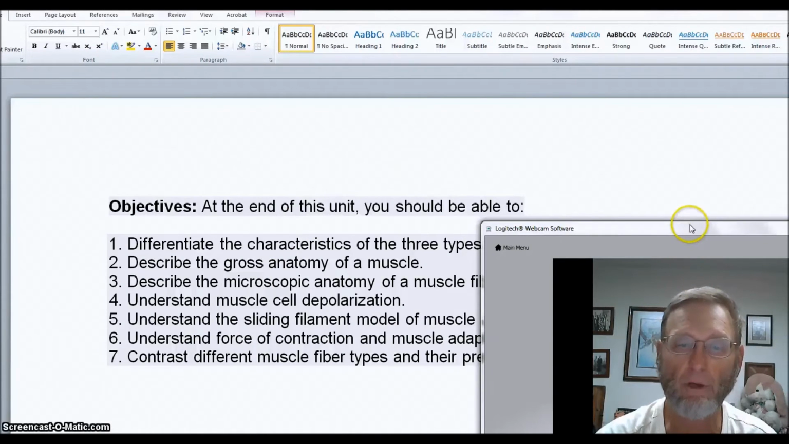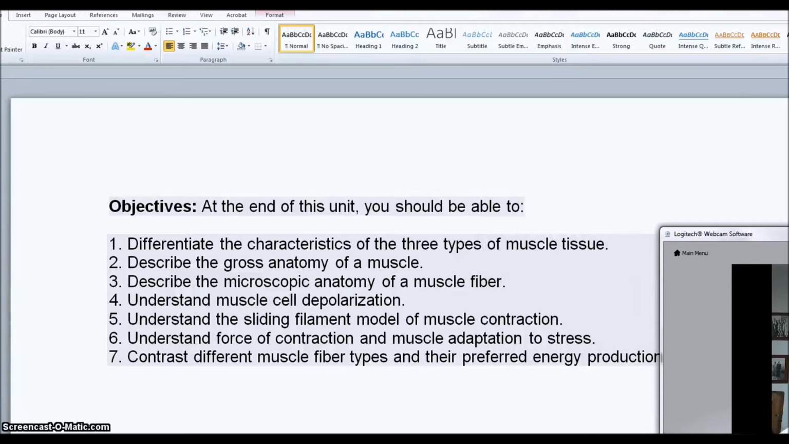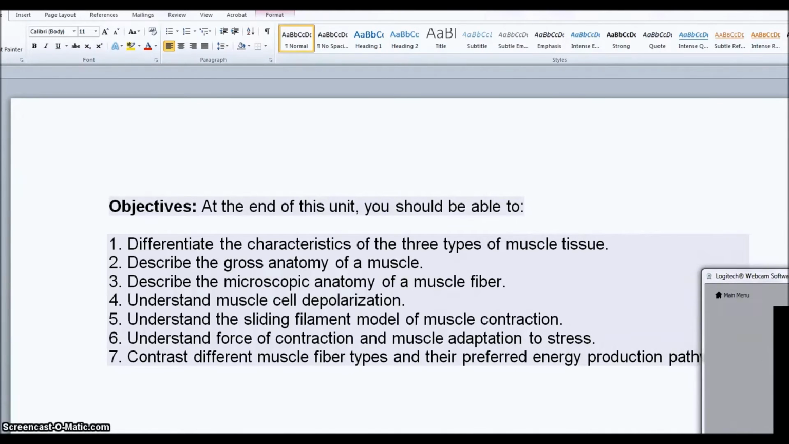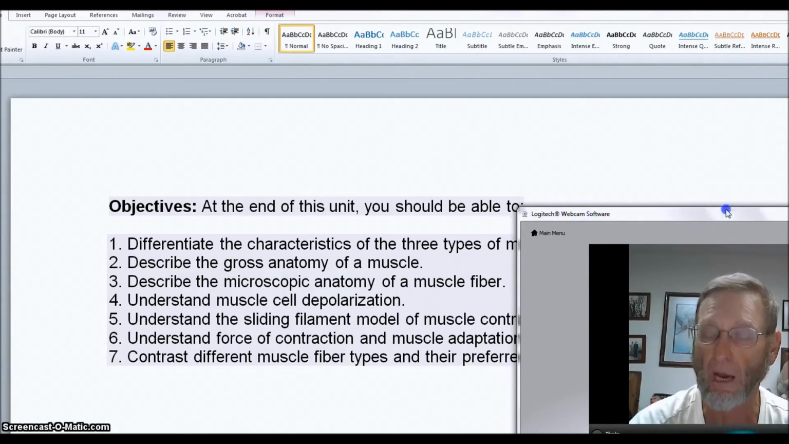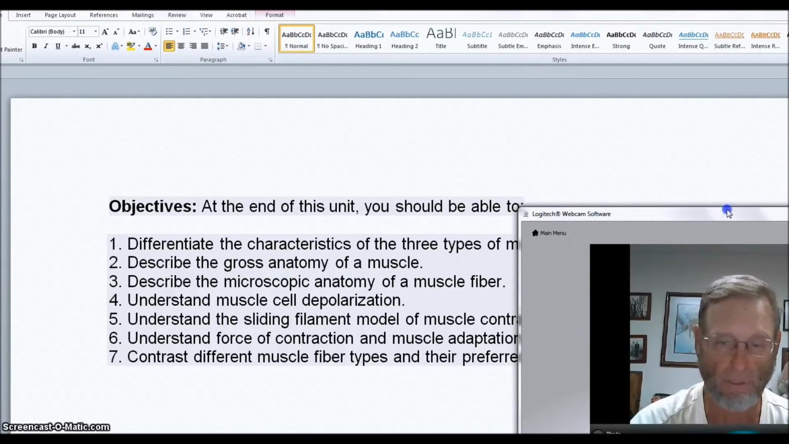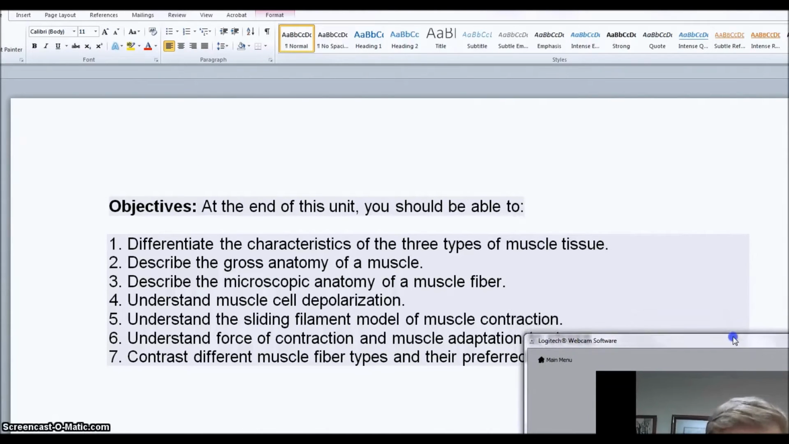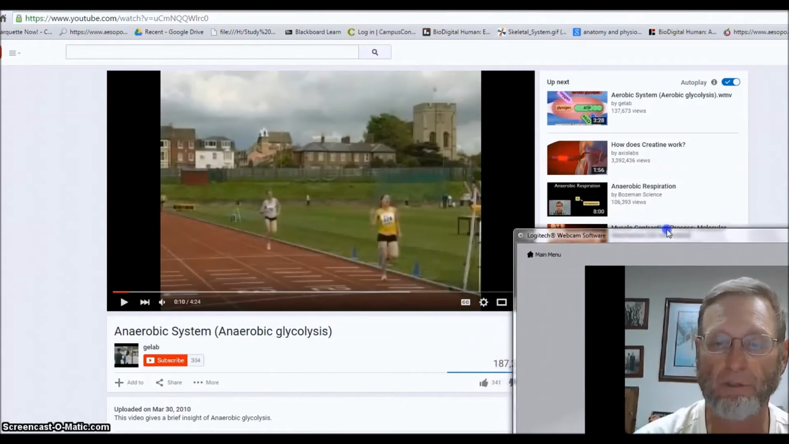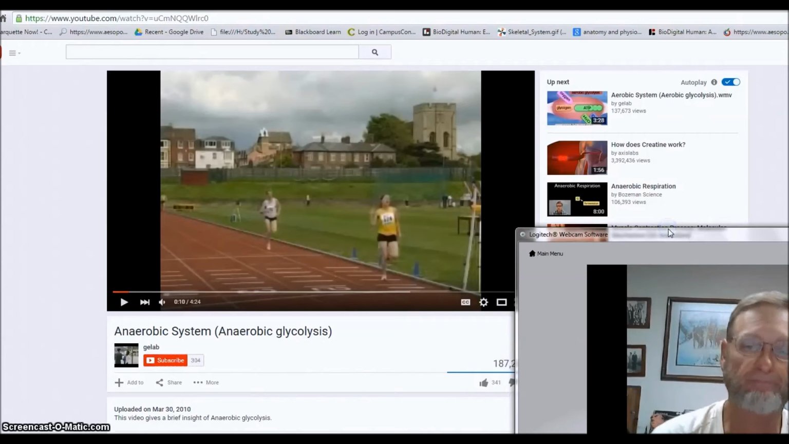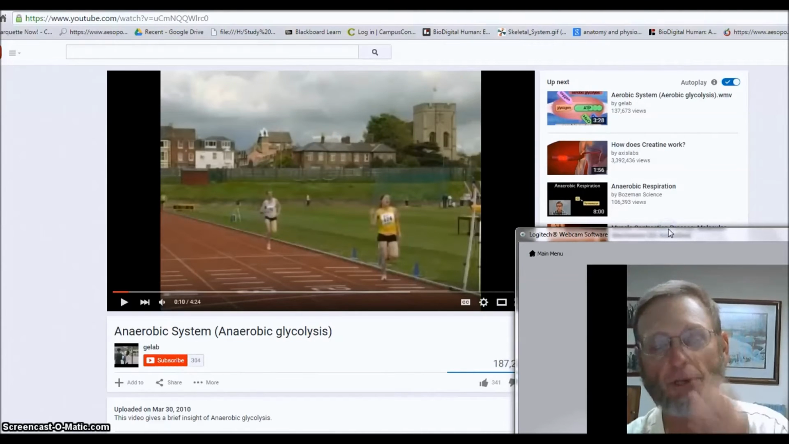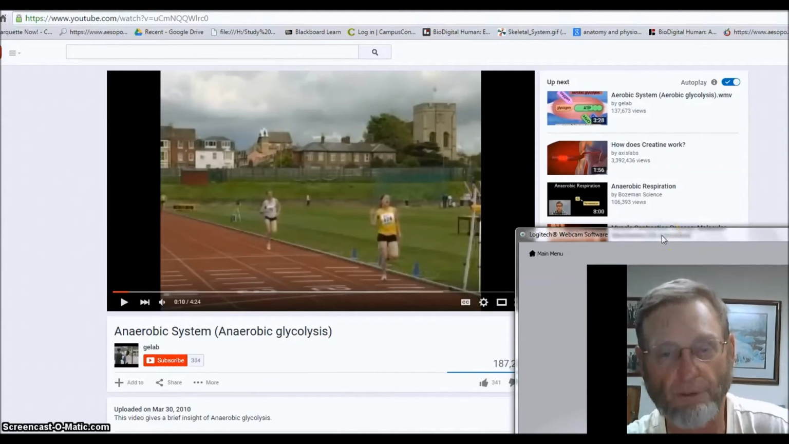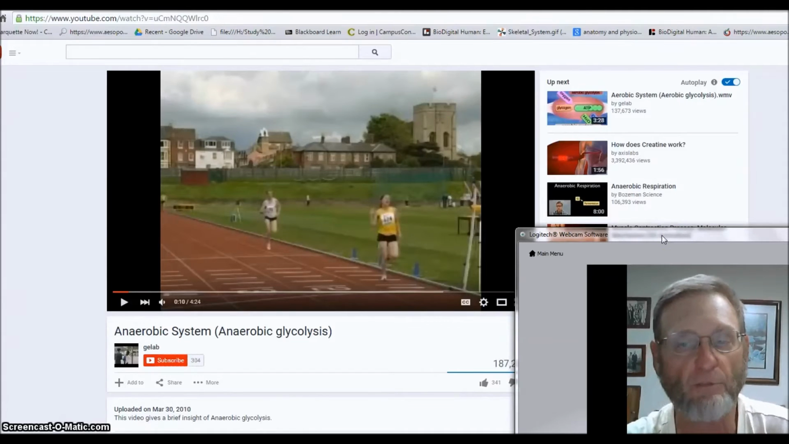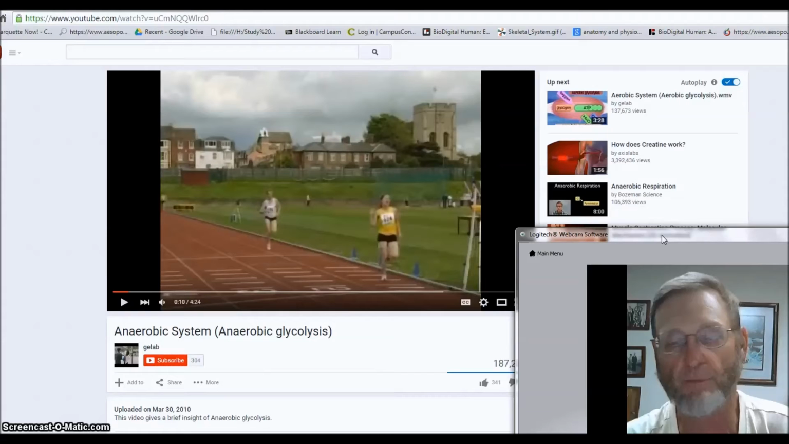Okay, the last thing we want to talk about is how muscles react to stress and how they get their energy. There are three types of energy systems associated with muscle respiration. Remember that in terms of oxygen use and in terms of energy use, your skeletal muscles use more in total than all the other parts of your body put together.